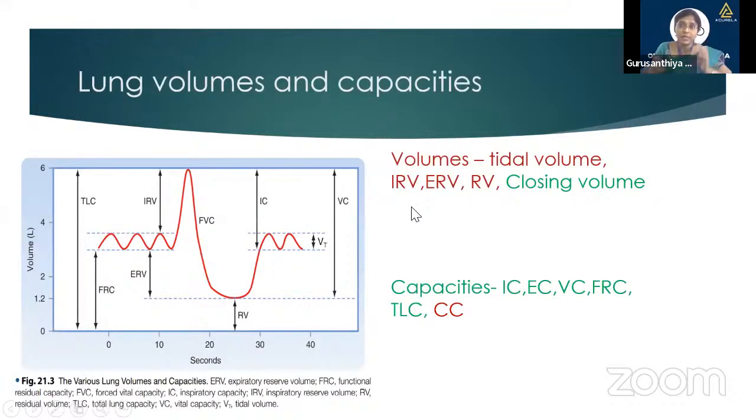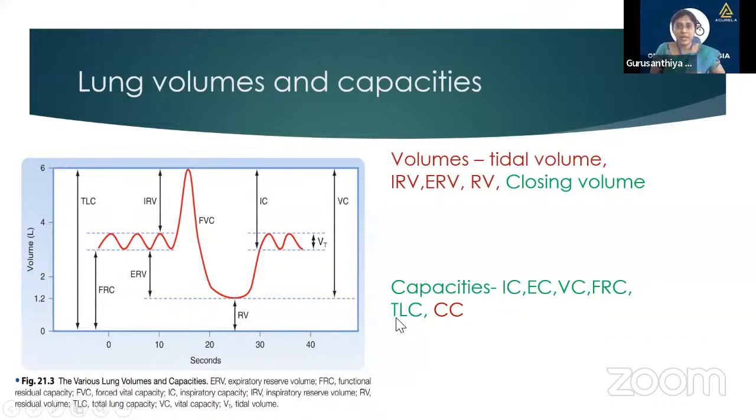Coming on to the static volumes, which are the lung volumes and capacities. There are 4 volumes and 5 capacities. The volumes include tidal volume, inspiratory reserve volume, expiratory reserve volume, and residual volume. Closing volume is somewhere else and I'll discuss it later. And the capacities include inspiratory capacity, expiratory capacity, vital capacity, functional residual capacity, and total lung capacity.